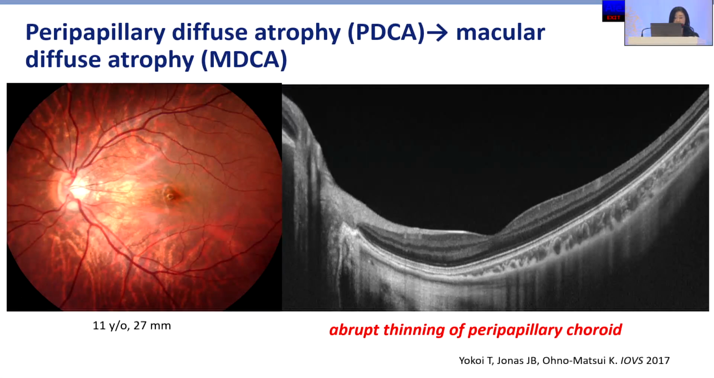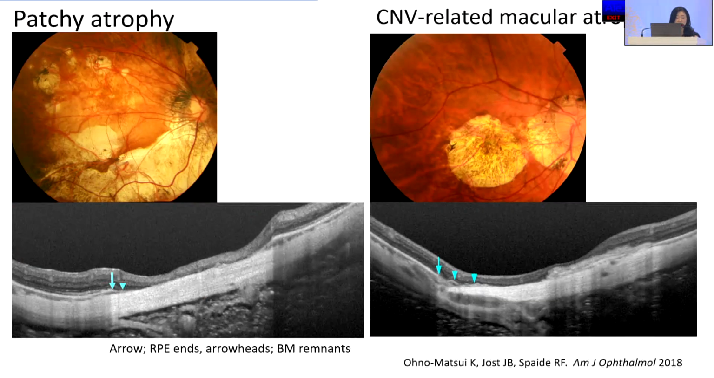Peripapillary atrophy is characterized by abrupt thinning of the peripapillary choroid. The transition from relatively normal choroid around the fovea to almost absent choroid is sudden. And because it's not generalized thinning, circulatory disturbance may not be a cause. But anyway, although the area is different, both peripapillary diffuse atrophy and macular atrophy are characterized by extreme thinning of the choroid. Then patchy atrophy and macular atrophy, they are both well-defined whitish lesions, but the location is different.